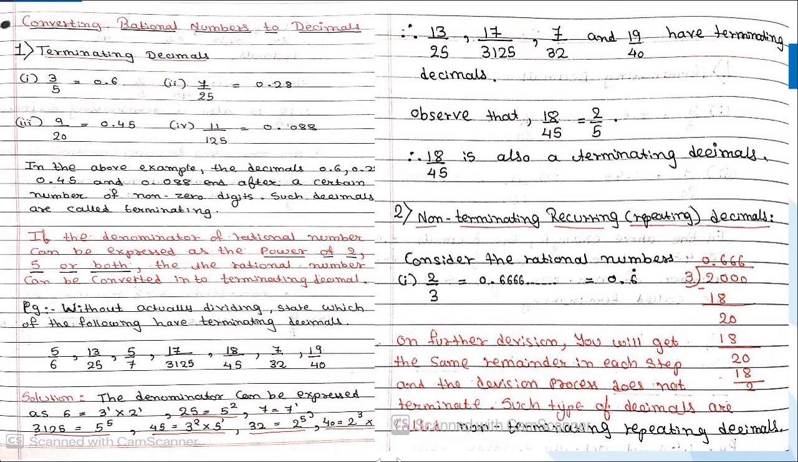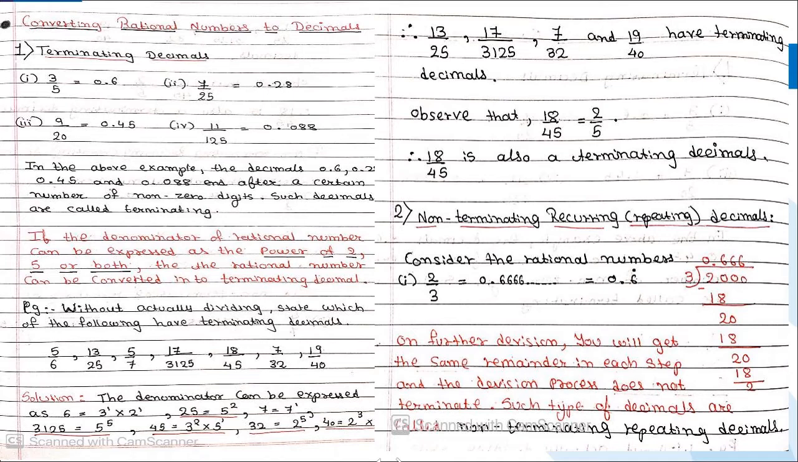Children, this you have already learnt in your lower grade. So students, when you want to convert the fraction into decimal, you simply divide it by the division method which you know, and whatever quotient you get, that is your decimal. So in the above example you can see that the decimals 0.6, 0.28, 0.45 and 0.088 end after a certain number of non-zero digits. Such decimals are called terminating. I have already explained what terminating decimals are. The decimals that have an end.